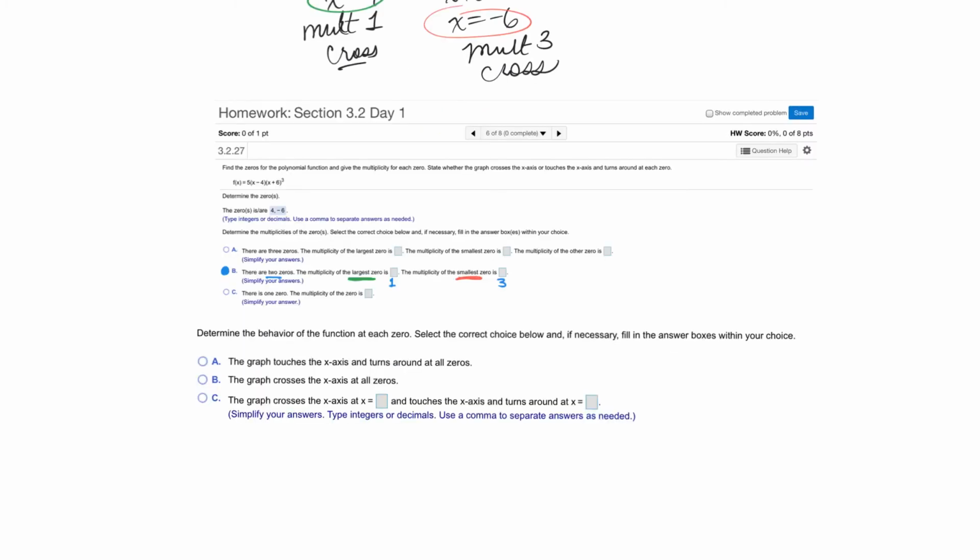In the last little bit of the question, it is going to say, determine the behavior of the function at each 0. The graph touches the x-axis and turns around at all zeros. Nope. The graph crosses the x-axis at all zeros. That one is true. Now, if it did something different, then you would select this one. The graph crosses the x-axis at whatever it is, right? And touches and turns around at whatever those x-intercepts are, right? So that's the last little bit of that particular question.